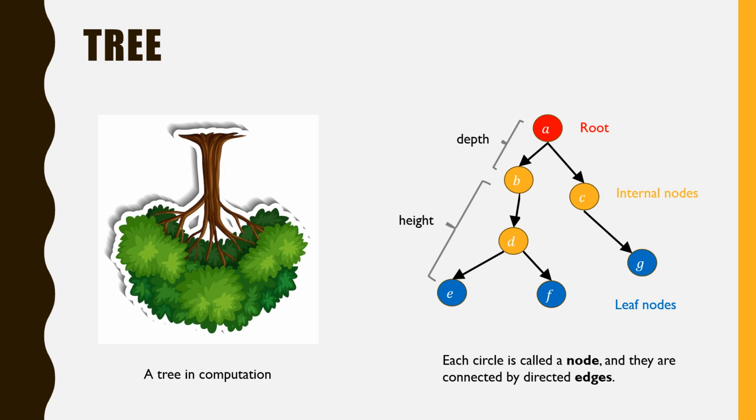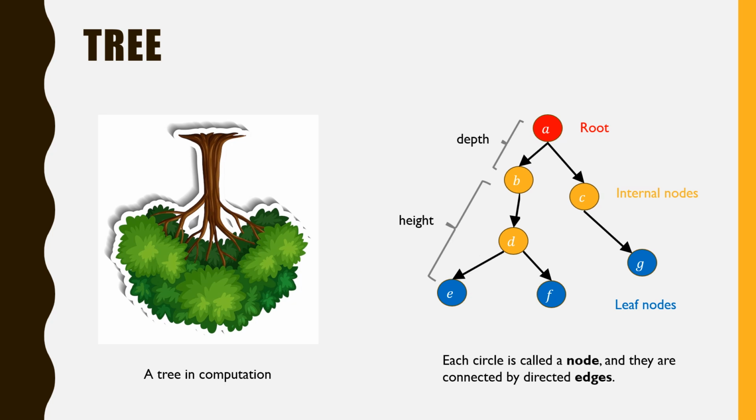The edges are directed, pointing from a shallower node to a deeper node. We define the depth of a node as the number of edges between that node and the root. For example, the root A has a depth of 0, and the node B has a depth of 1.